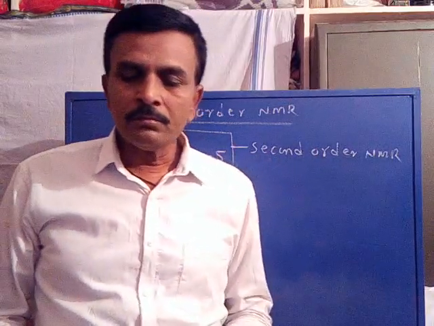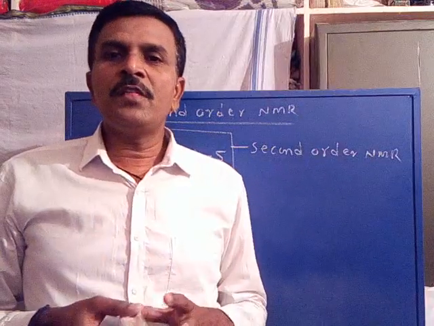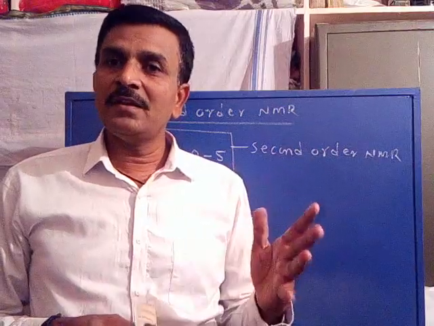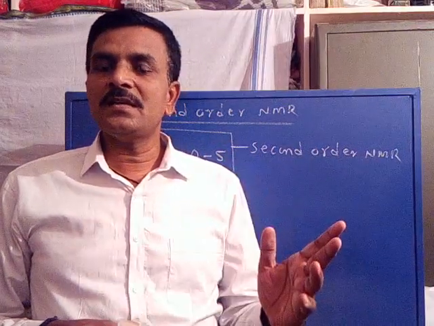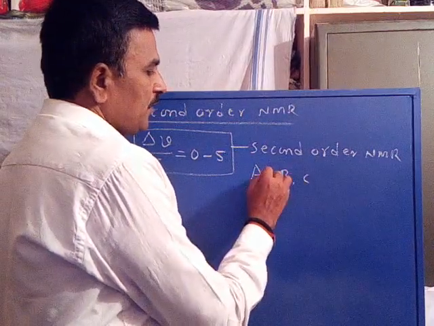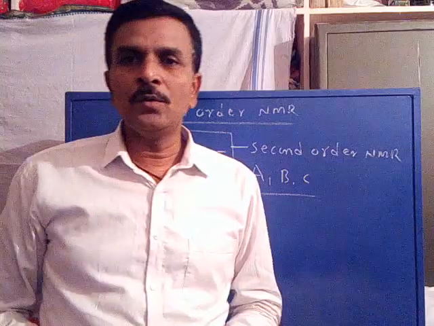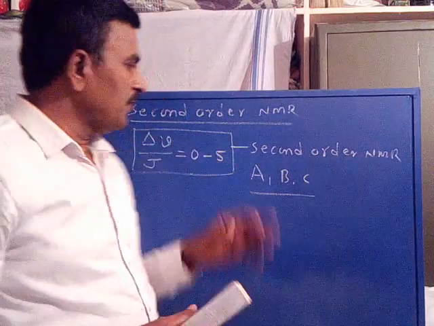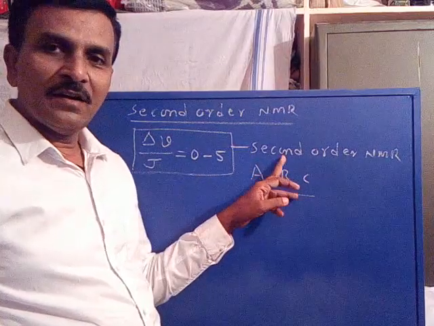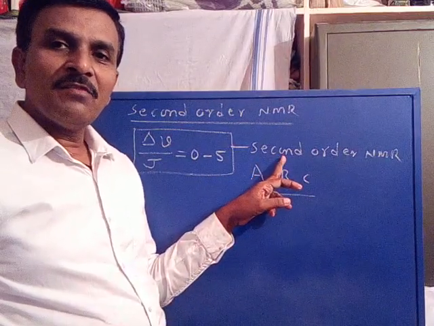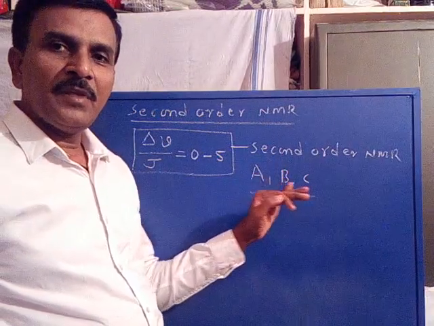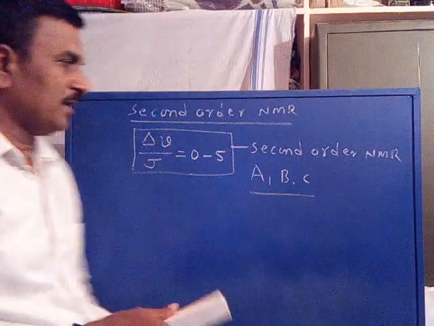Now, if we find the value in between 0 to 5, that is called second order NMR. For that, in order to designate each set of coupled protons, we should use letter A, letter B, letter C according to Pople's notation. For designation of nuclei under second order condition, we should use letters A, B, C. Is it clear?